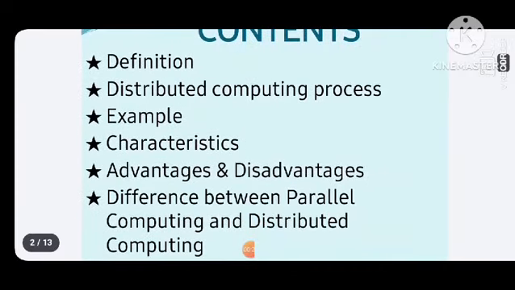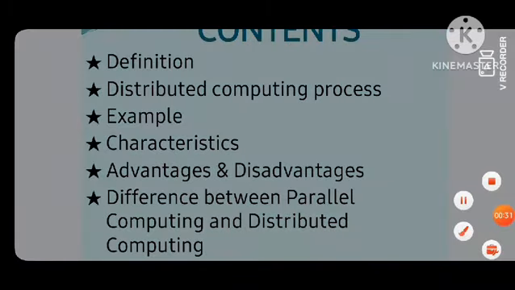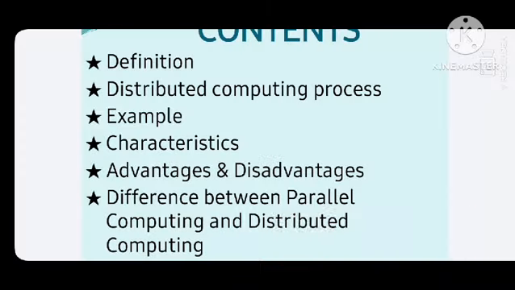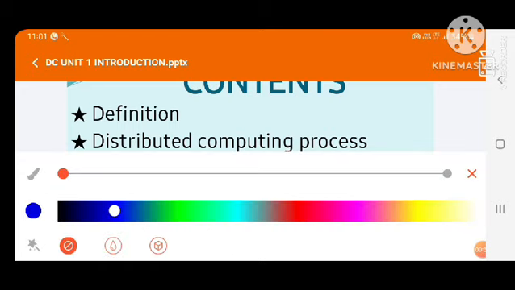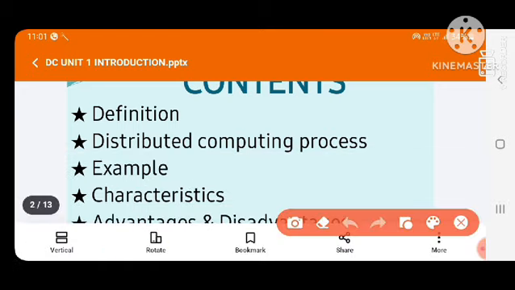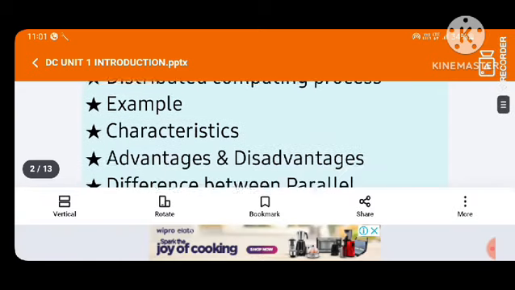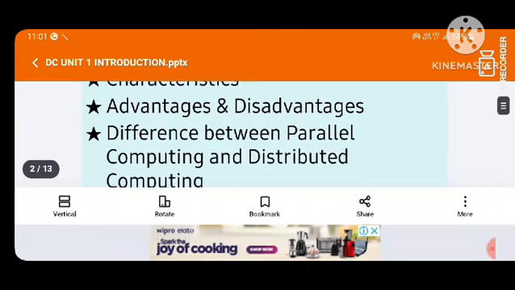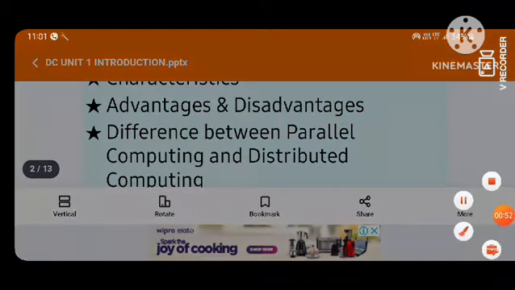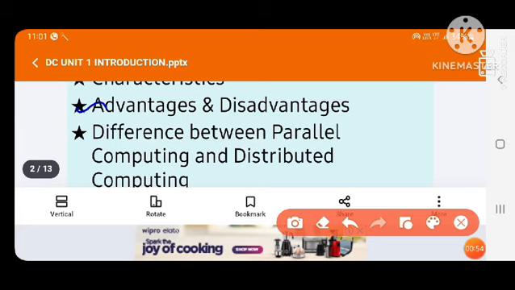Today we are going to see the topics here. First one, definition of distributed computing. The next one, distributed computing process. Next one, example. Next, characteristics. Next one, advantages and disadvantages of distributed computing. The last topic is difference between parallel computing and distributed computing.